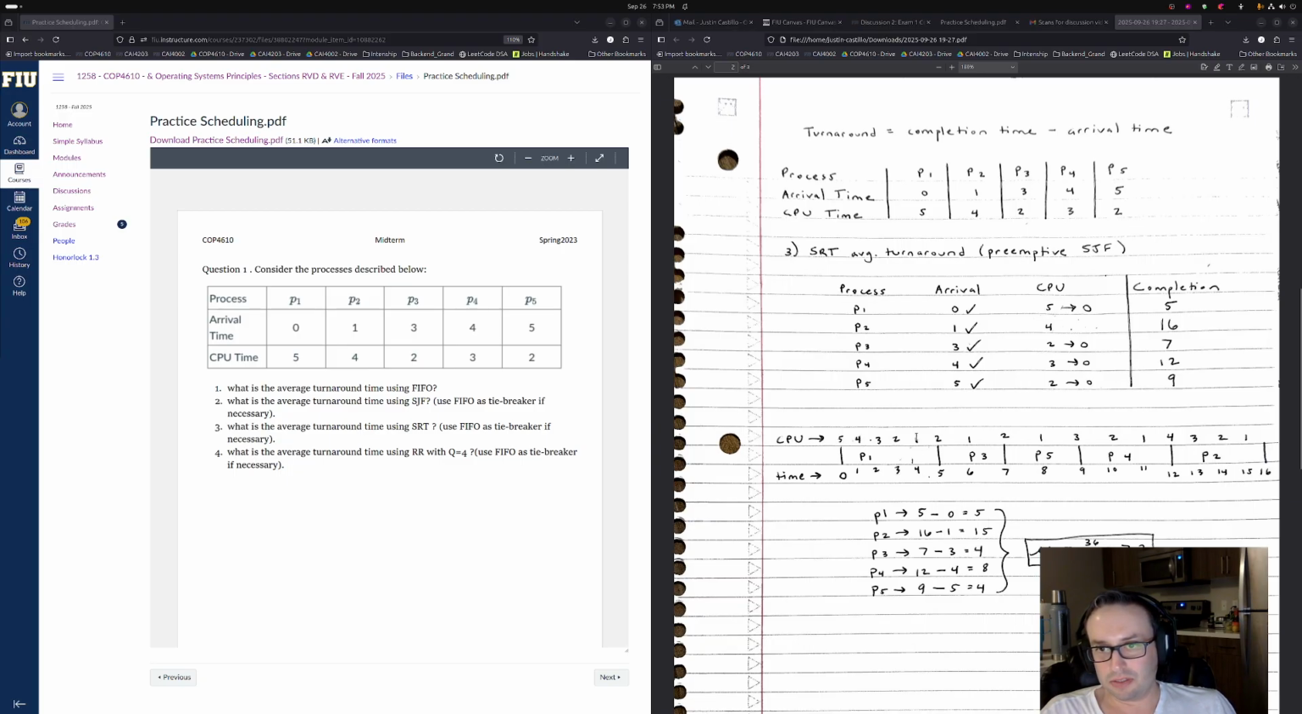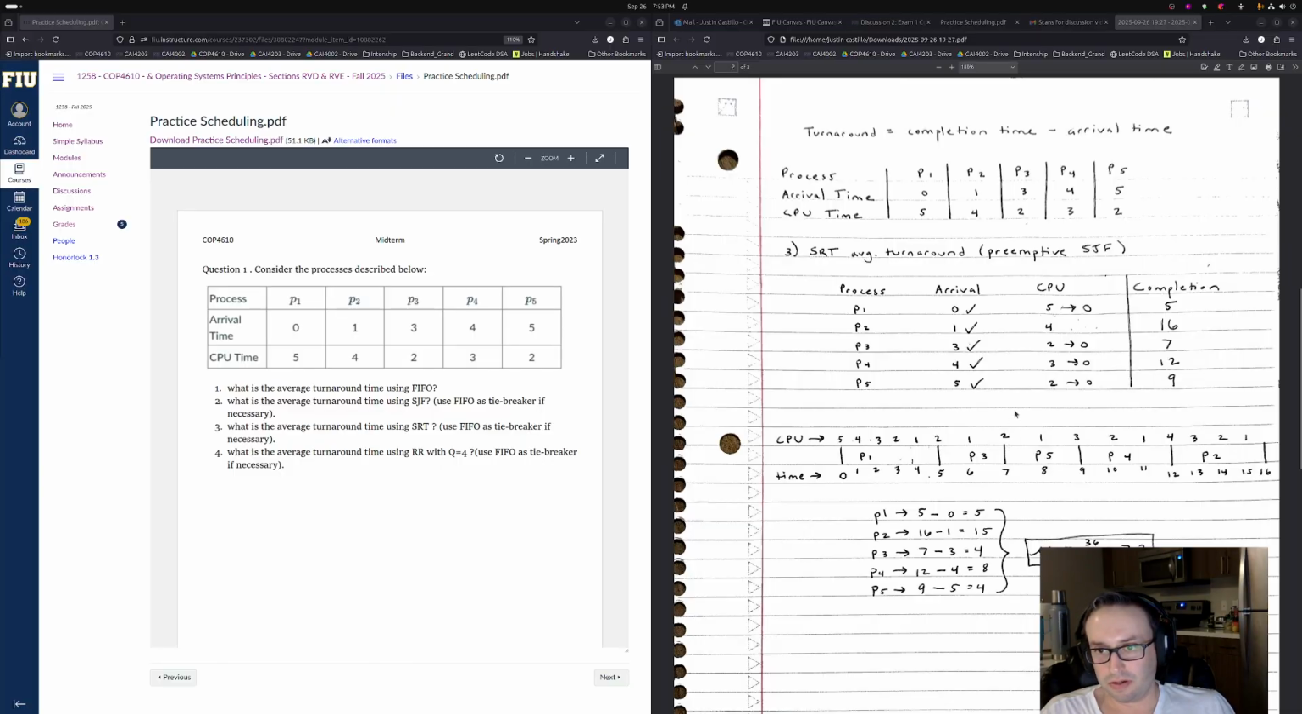P1 is 4, which is less than all the other CPU times, so we go right on through, and P1 finishes completion at time 5, at which point we have 4, 2, 3, 2 to choose from, and the lowest is 2, with P3 being first. So P3 executes 2 and then 1, and then it finishes execution.